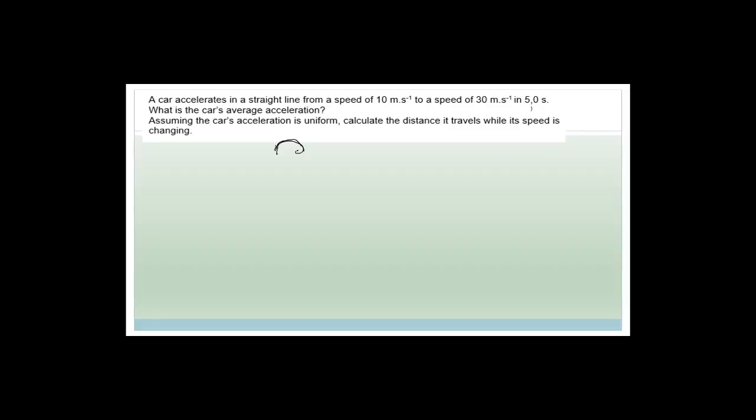So here's our car, and there's a little buggy, and it's got a little round thing. Okay, and there's a round thing, and there's it again. See, horrible at drawing. But it's accelerating. There we go. There's a door. It is accelerating in a straight line from an initial velocity of 10 to a final velocity of 30 meters per second, and the time is 5 seconds. It says, what is the car's average acceleration?